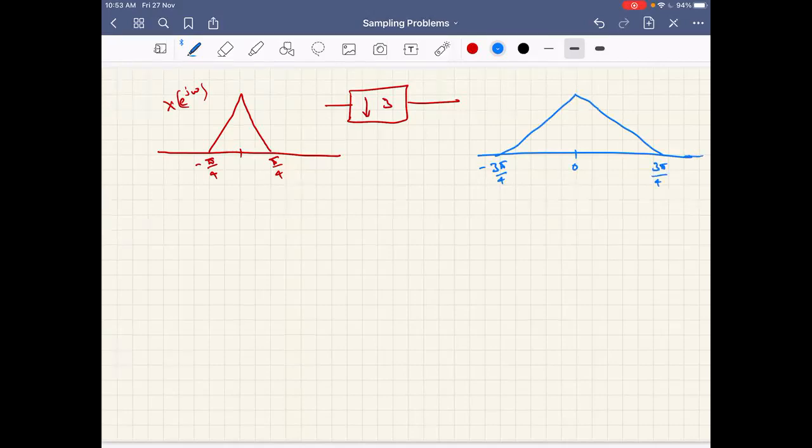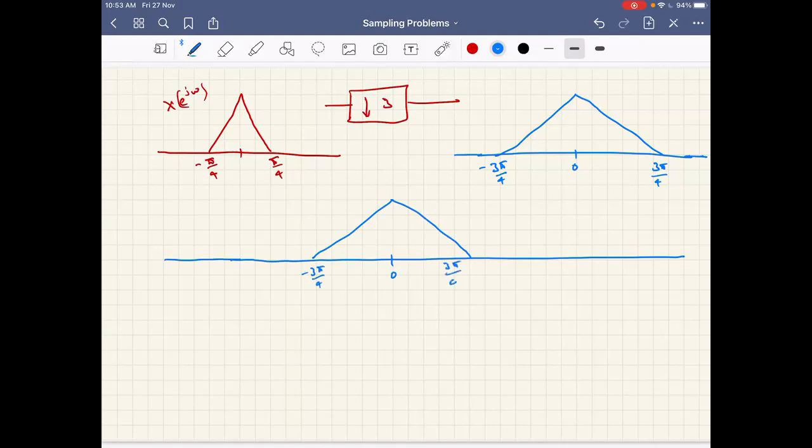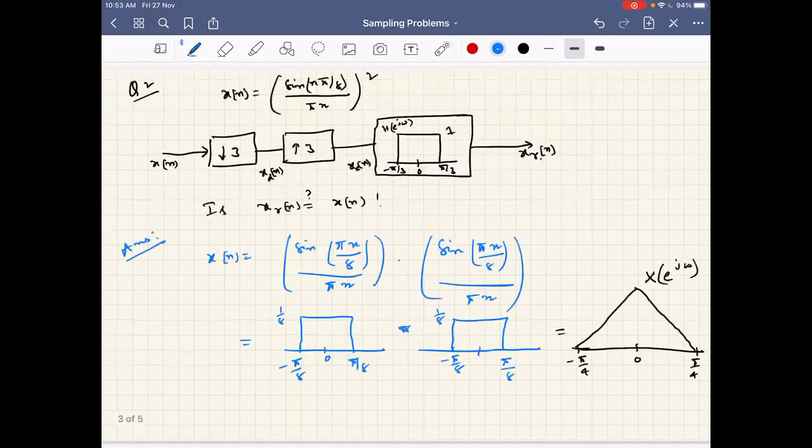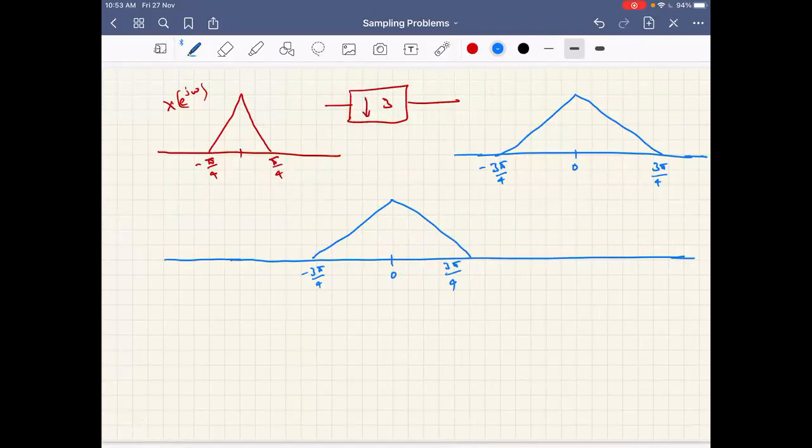But where will the other replica come? So, do you want me to sketch somewhere here? Where will the other replica come? This is my next question. Sure, at 2 pi by 3. Okay. Minus 3 pi by 4 to 3 pi by 4. Yeah, I need a very good answer now. Where will the next replica come? Minus 2 pi by 3 and 2 pi by 3, sir.